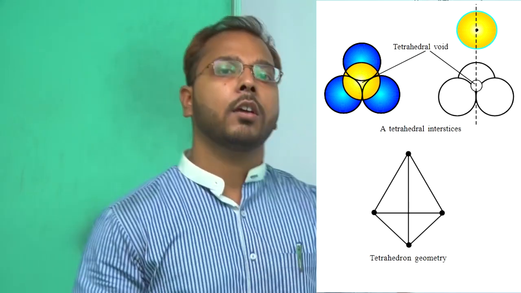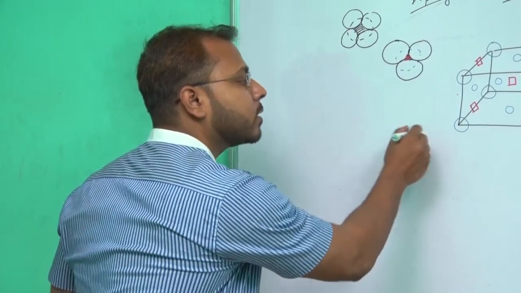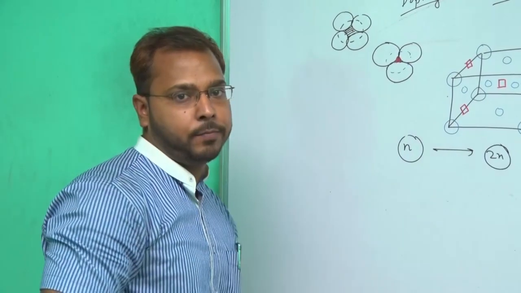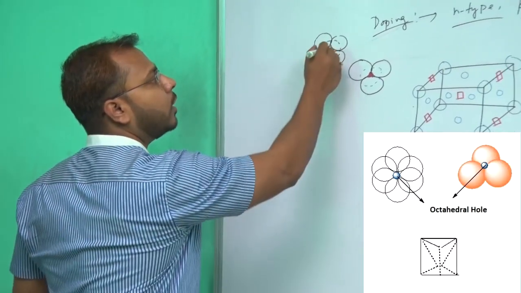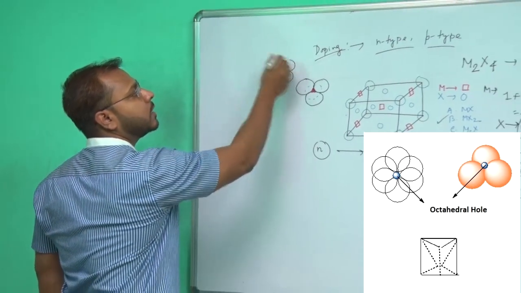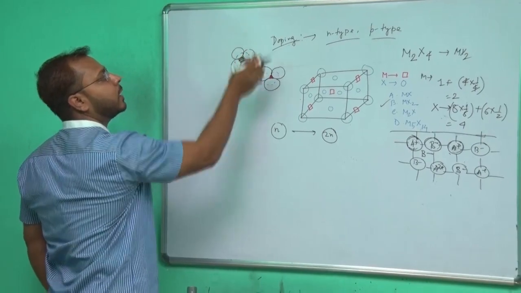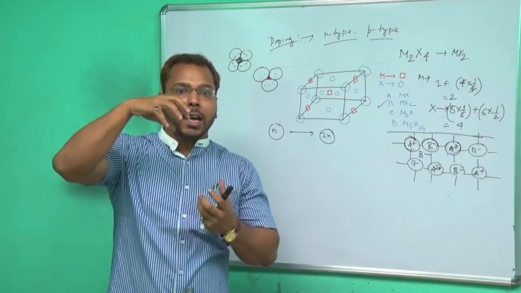So remember the trick: when n atoms are there, the tetrahedral voids will be 2n. And here that is an octahedral void. This portion is a void, octahedral. That means 6 atoms are there, 1, 2, 3, 4. Another one is above the plane, another one is below the plane.